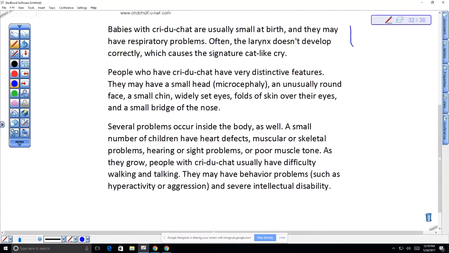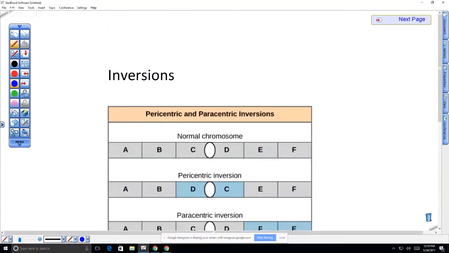Okay, so if we look at another type of chromosome change, besides deletions and additions, we have what is called inversions. And inversions are where genes get removed from the chromosome and then they're put back in the wrong order. Okay, so pieces of DNA are removed and put back in the wrong order.